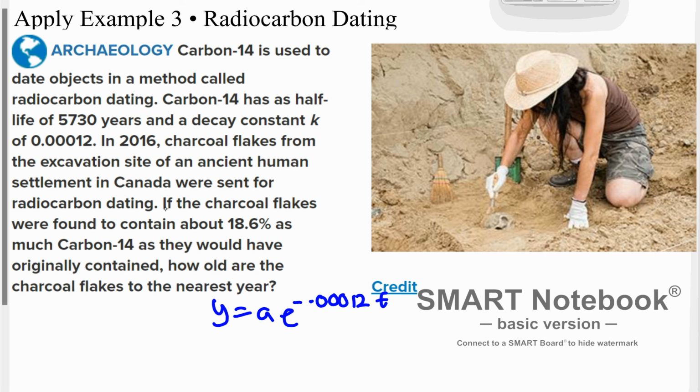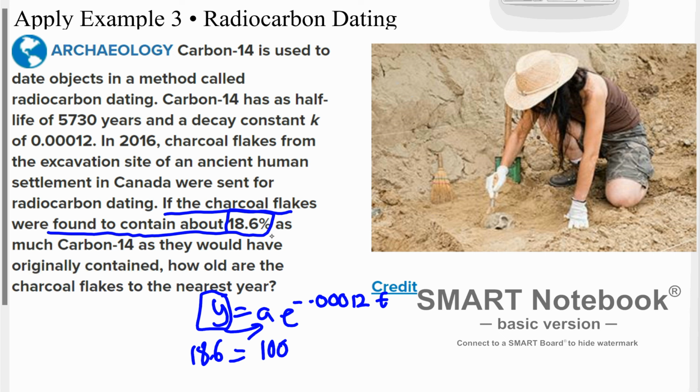We just know the charcoal flakes were found to contain about 18.6%. So if 18.6% is left, well, 18.6% of what? We don't have an A. We just know this answer has 18.6% of this. So whatever this is, I can really make it anything. If I make it 100, then what's left would be 18.6%. Wouldn't that just be 18.6? Isn't 18.6 18.6% of 100?